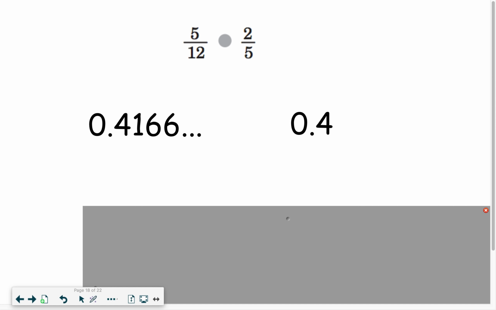5/12. Do 5 divided by 12 in your calculator right now. Pause it. Do 5 divided by 12, and do 2 divided by 5. Pause this video. See what you get. You should get 5/12 as 0.4166 and 2/5 is 0.4. When I compare these two, they both have a 4. But then the next digit, this one has a 1 and this one has nothing. So this one must be bigger.